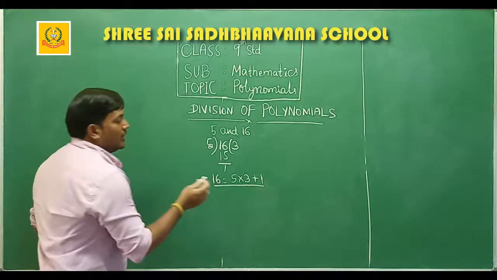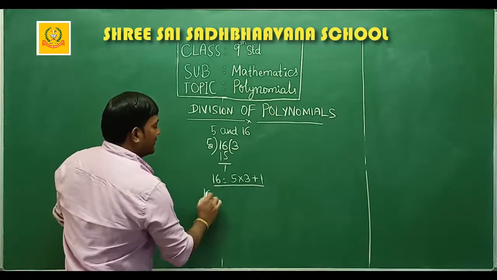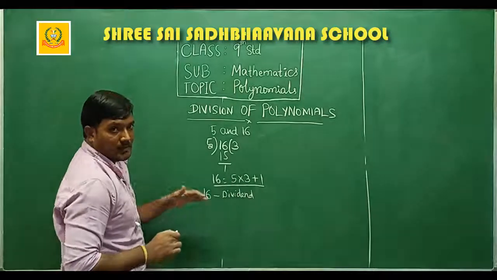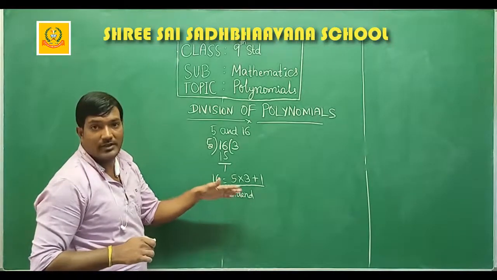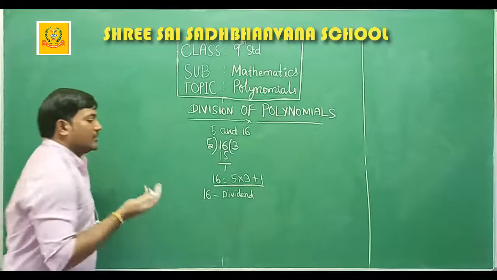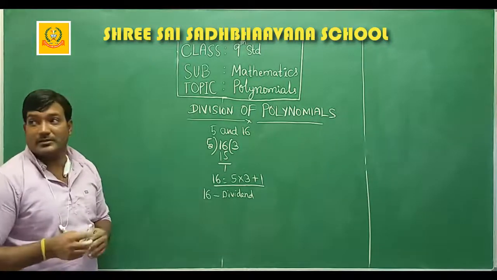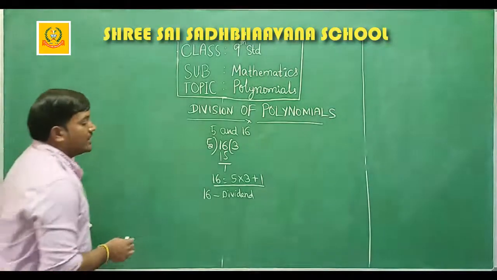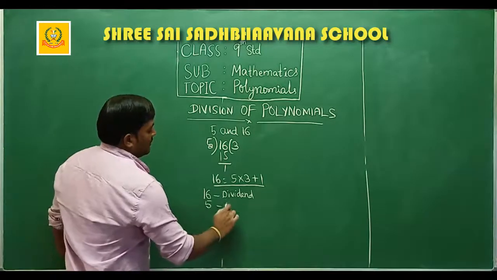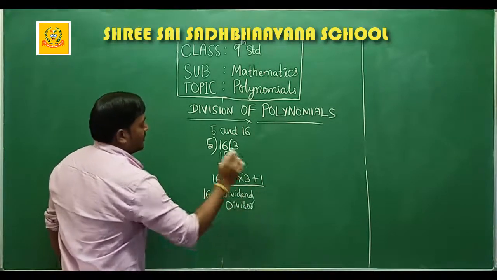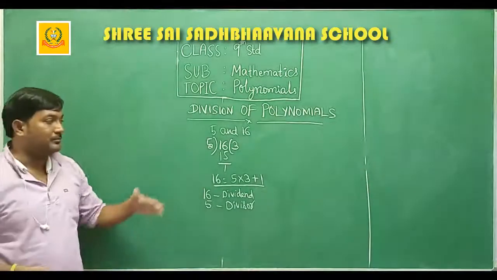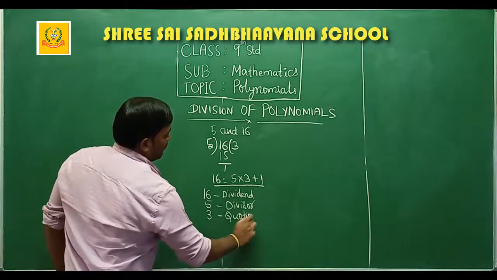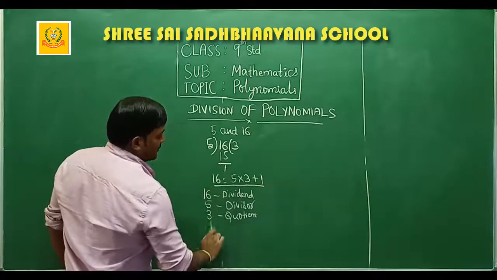I'll just explain it to you, and everybody knows that this 16 is considered as dividend. We call 16 the dividend, and I hope you know this. You studied this in previous classes, maybe in second standard, third standard also, so you'll be knowing this. 16 is the dividend and 5 is the divisor. Got it? 5 is considered as divisor, 3 is quotient and 1 is remainder.